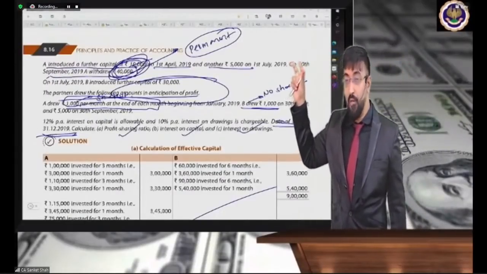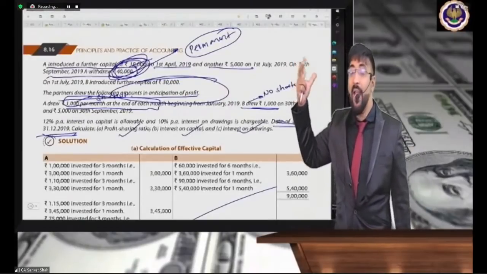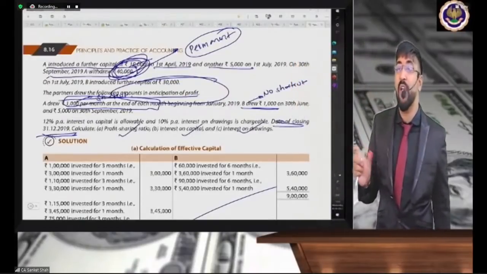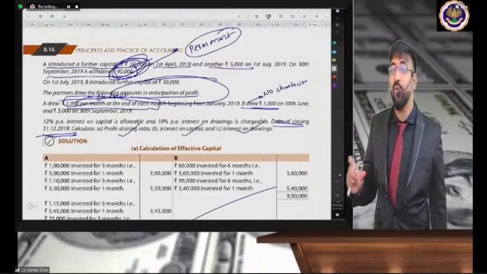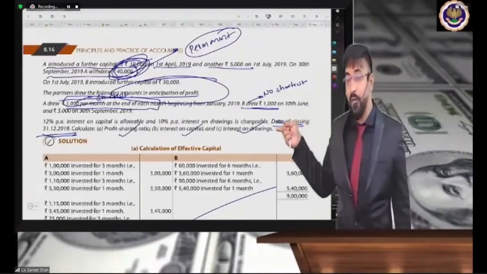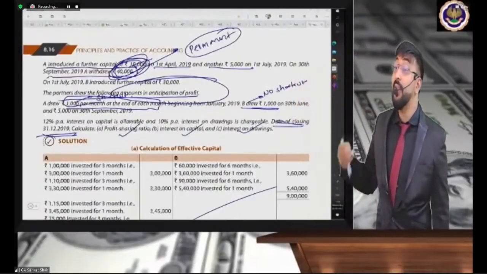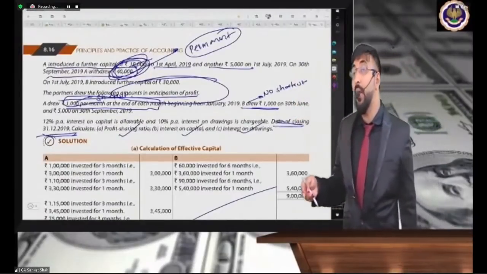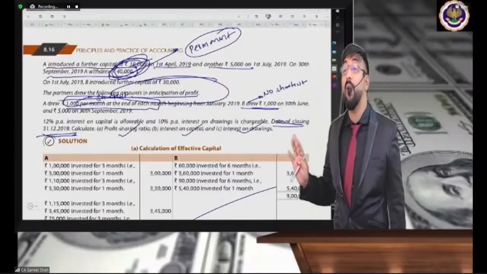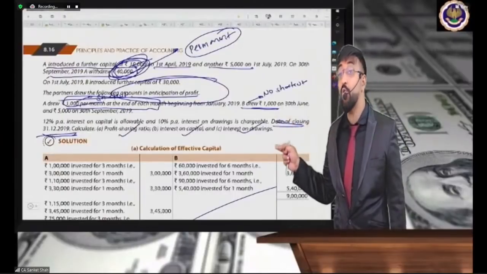Every month drawing. So permanent drawing is a 40,000, a big amount. Material amount. Material means big amount, and immaterial means small amount, for daily expenses, for monthly expenses. So that is this different amount, that drawing. So there are two drawings in this question. One is a permanent drawing and one is every month drawing. So remember, permanent drawing we won't consider for interest on drawing calculation.